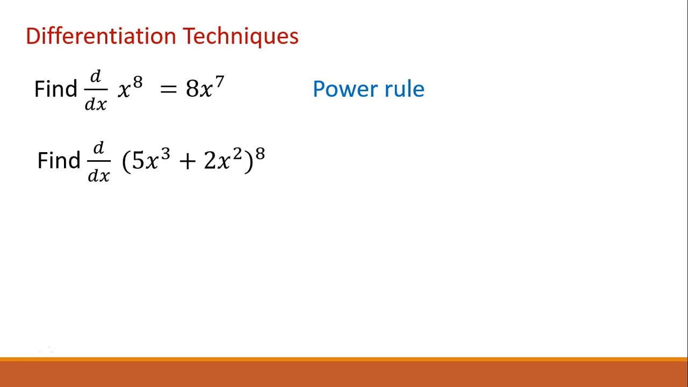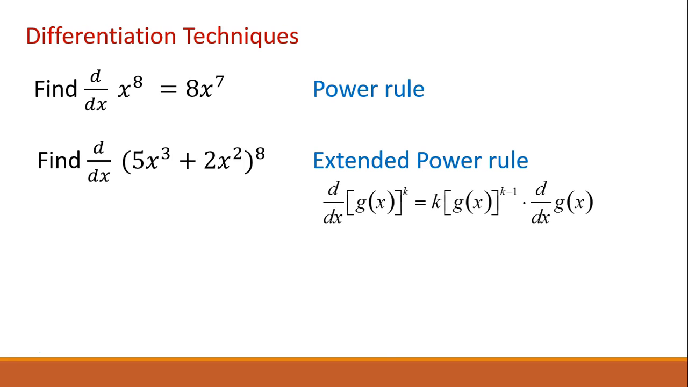Finding this derivative is related to finding the derivative of x to the 8th because we still have something to the 8th power. But that something, that base, is more than just an x. It's a function in and of itself, 5x to the 3rd plus 2x squared. So in order to find this derivative, we're going to use what's called the extended power rule. Now this is what the extended power rule looks like, and it looks pretty complicated when you write it this way, but here's what it's saying.